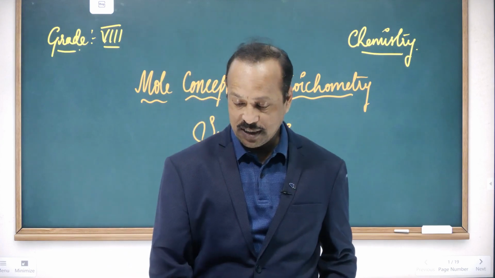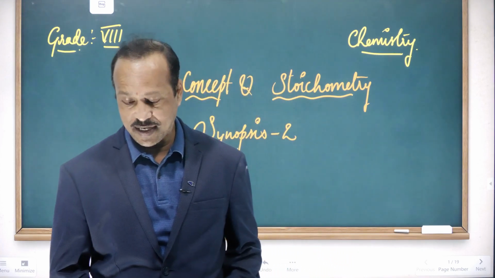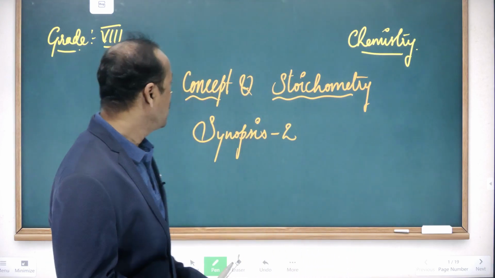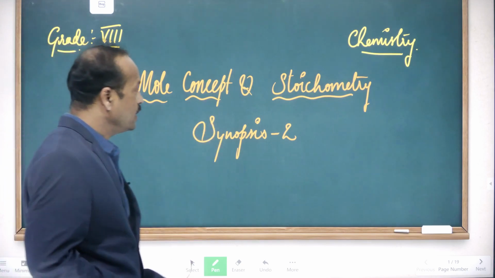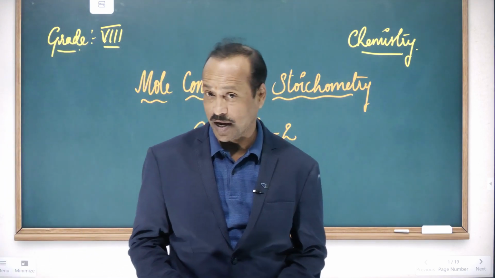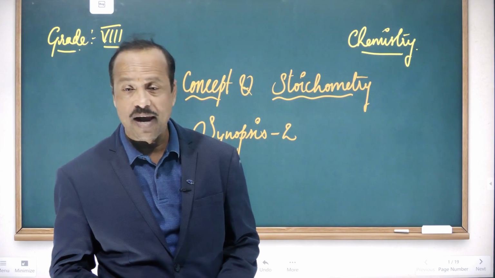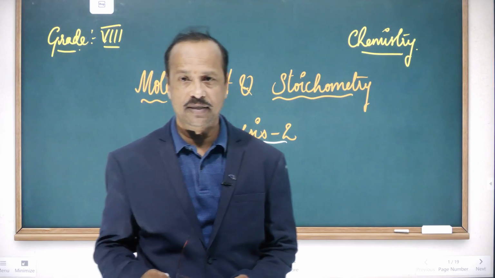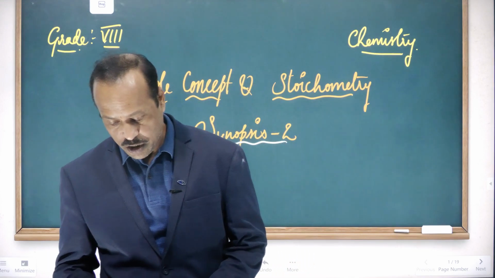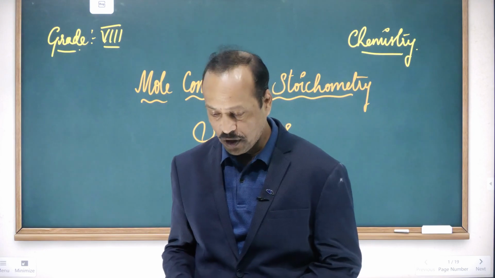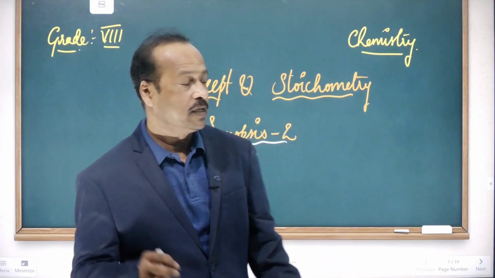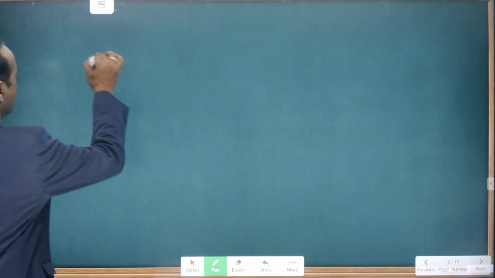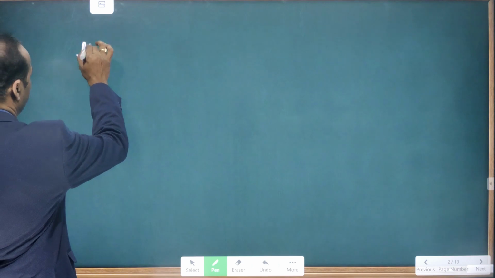So students, in the last class, we started the second chapter of volume 2, that is mole concept and stoichiometry. In that we discussed synopsis 1. And today let us start synopsis 2. In synopsis 2, what are we going to learn? The very important topic we are going to learn is a mole.